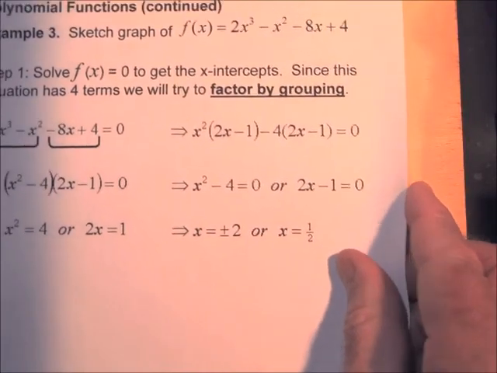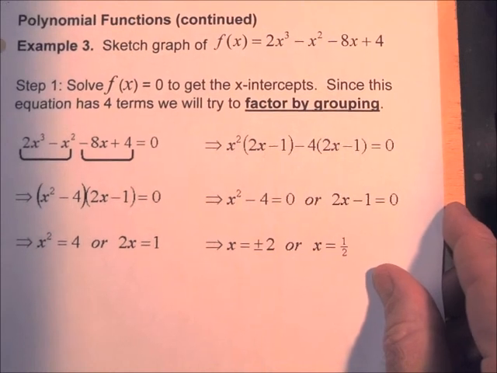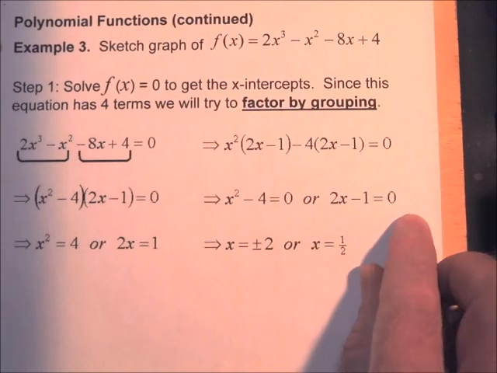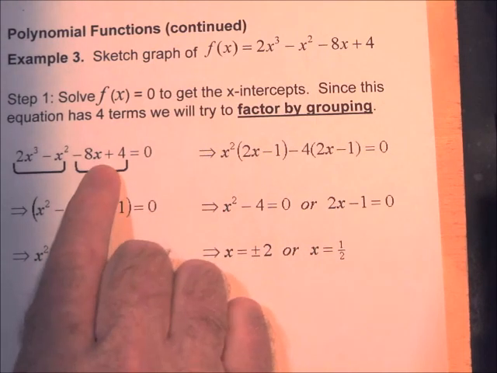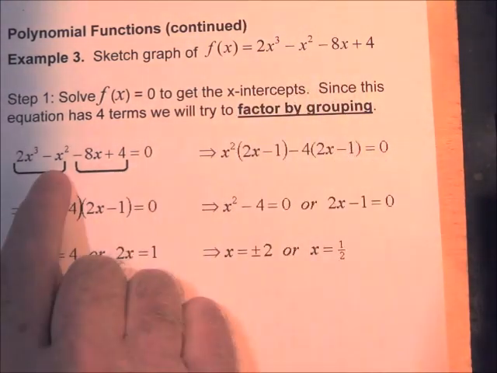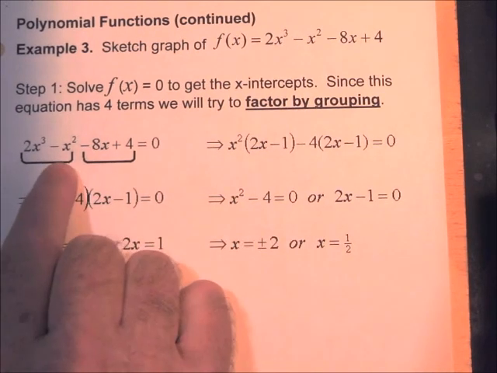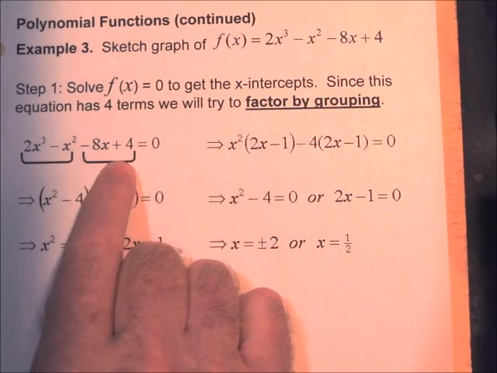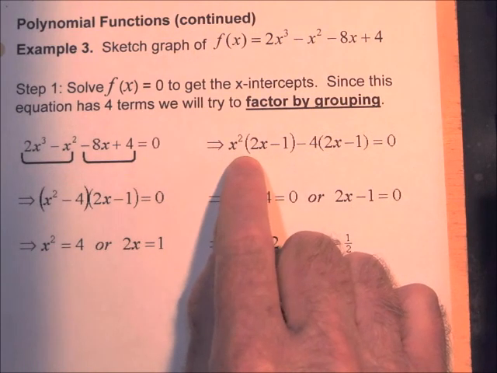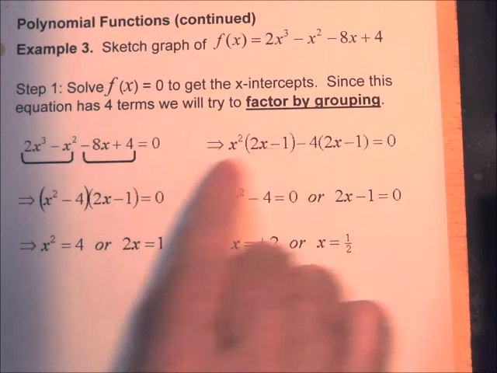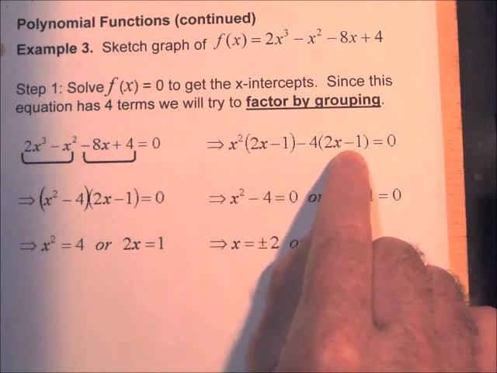Okay, another example, f of x equals 2x cubed minus x squared minus 8x plus 4. When you have 4 terms, sometimes you can factor by grouping. So we want to group the first 2 terms together and group the last 2 terms together. The first 2 terms have a common factor of x squared, and if we divide, we get 2x minus 1. The last 2 terms have a common factor of negative 4, and if you divide, you get 2x minus 1.